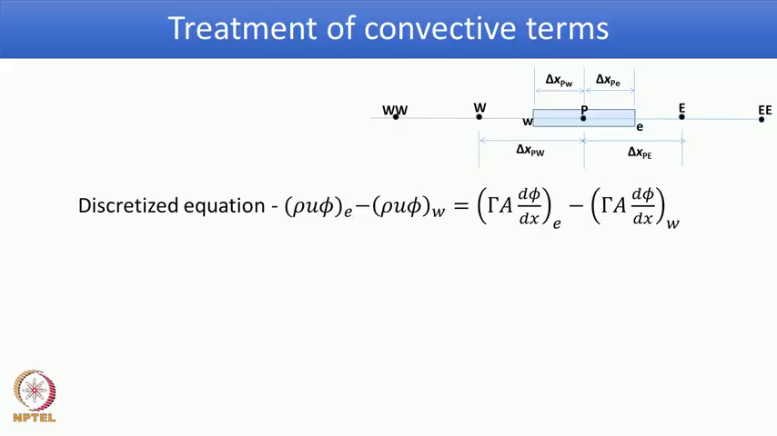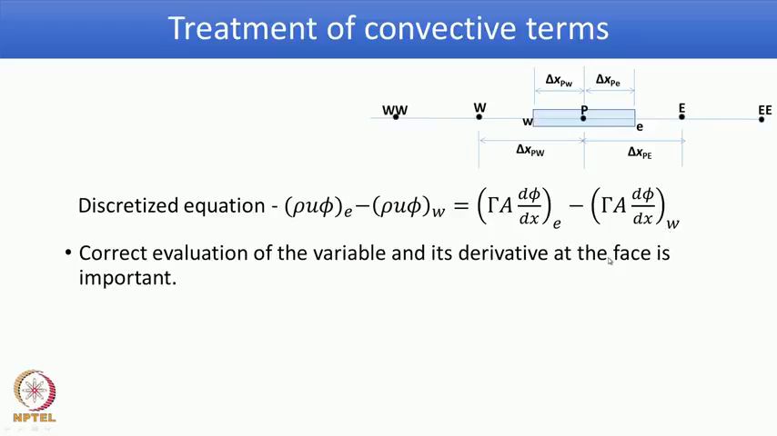In the last class we had this discretized equation including the convection term. So, the convection term is on the left side and the diffusion term on the right side. We notice that the convection term is to be evaluated at faces E and W. Similarly, the diffusion flux is to be evaluated at faces E and W, and this is for a 1D situation. So, correct evaluation of the variable and its derivative at the face is very important.